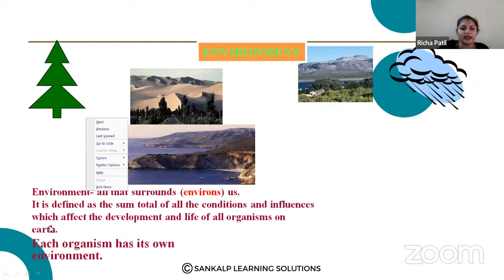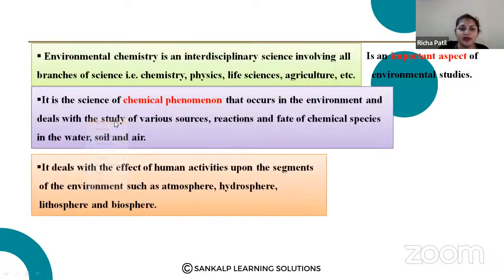So it deals with the sum total of all the conditions and influences which affect the development and life of all the organisms on earth. Each organism has its own environment, right? So each organism has its own environment.